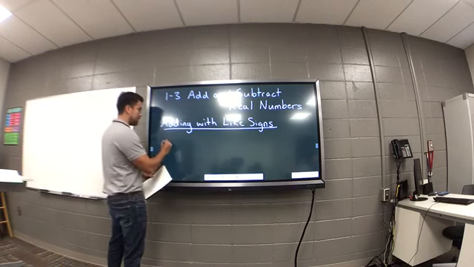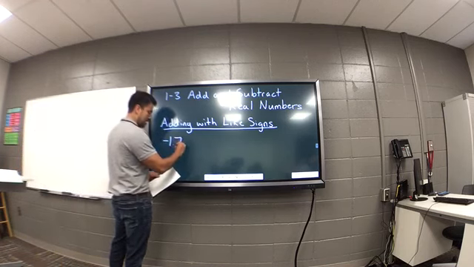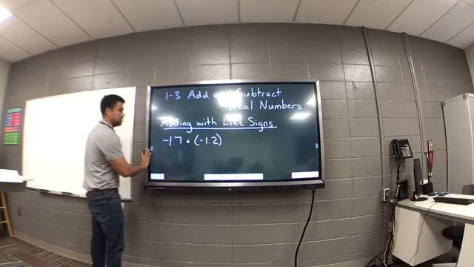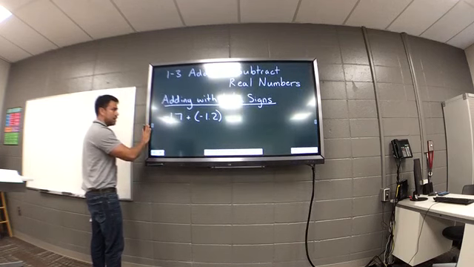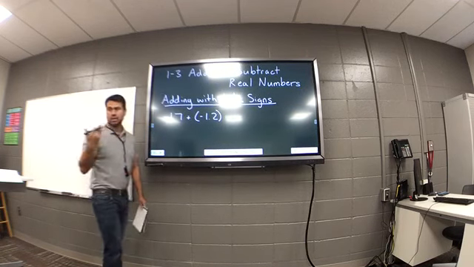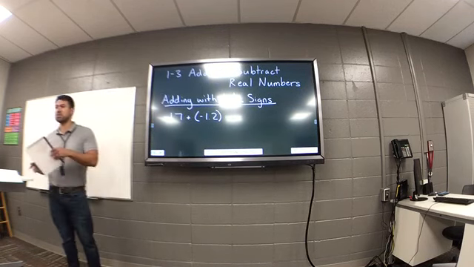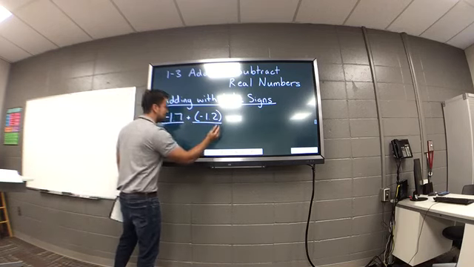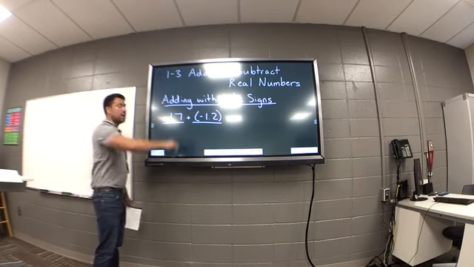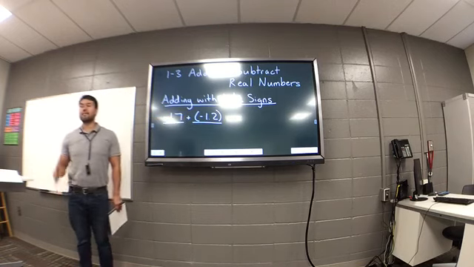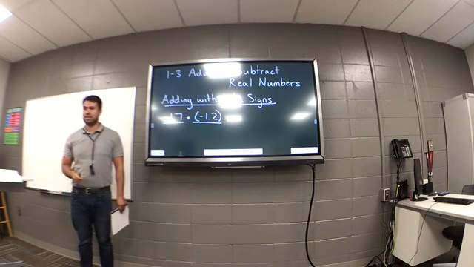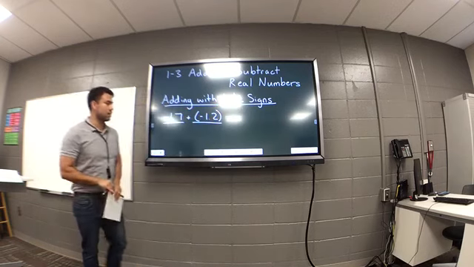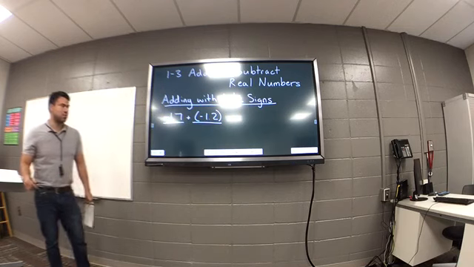Okay, here's the problem. Negative 1.7 plus negative 1.2. Okay, what operation is going on between these two numbers? There are two numbers. What's the operation, Nick? Addition. So you're adding this number with this number right here. You're adding them. Do these two numbers have the same sign? So that's why I call it adding with like signs, which is, again, hopefully the easiest one to do.